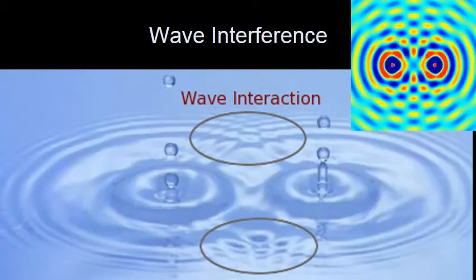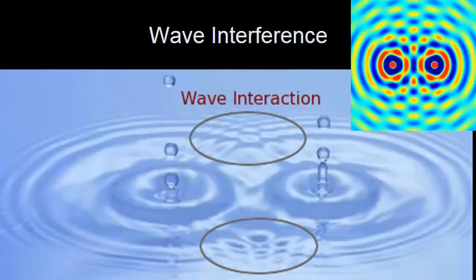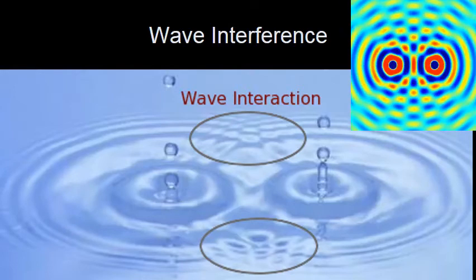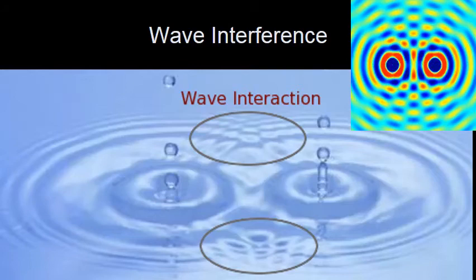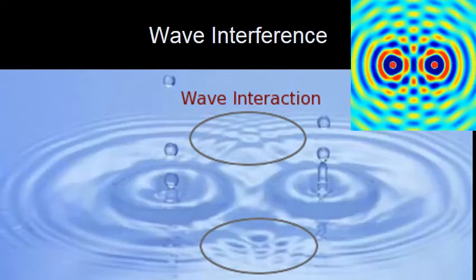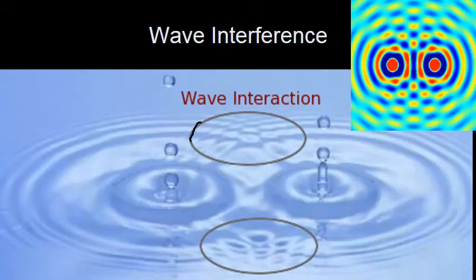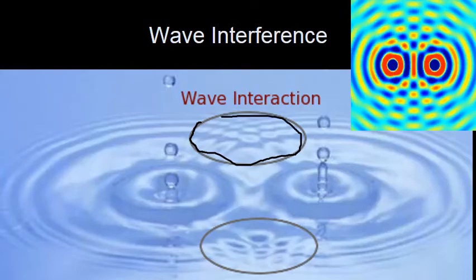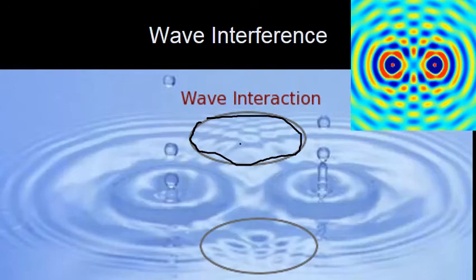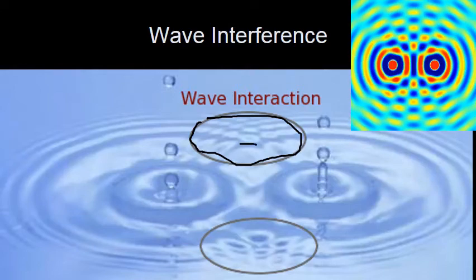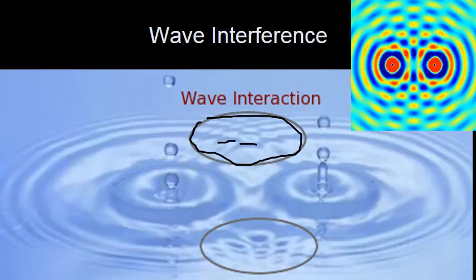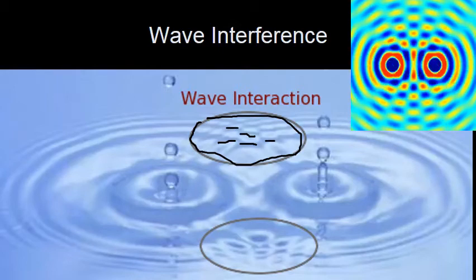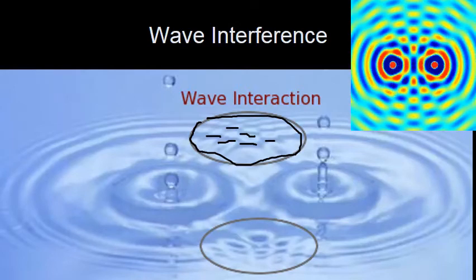Okay, wave interference. This is a tricky topic. We'll talk about this a lot in class, but let me give you the basic idea right now. If you look within these little oval shapes here, where it says wave interaction, what you see is that there is a little pattern that happens here, right? You can see there and there and there and there. You can see where these waves are creating this interesting little pattern.